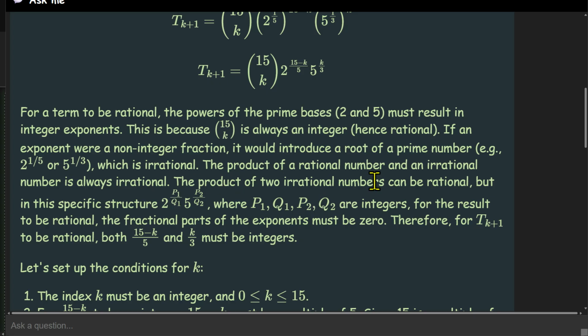The product of two irrational numbers can be rational, but in this specific structure 2 to the power p1 upon q1, 5 to the power p2 upon q2, मतलब p, q, r अगर integer है, for the result to be rational the fractional part of the exponent must be 0. Therefore T(k+1) to be rational, both (15 minus k) by 5 है ना and k by 3 must be integer है ना. Fractional part of the exponent must be 0. और तो उसके हिसाब से क्या हो गया, T(k+1) भी रैशनल, तो बोथ दिस वन मस्ट बी इंटीजर. सही है ना.